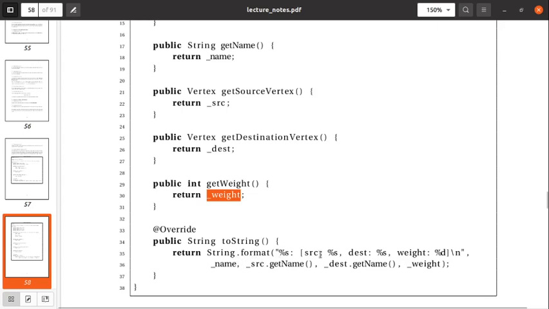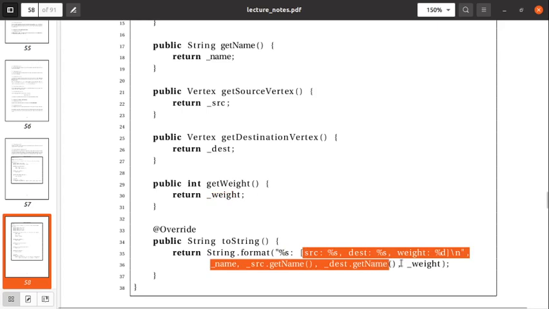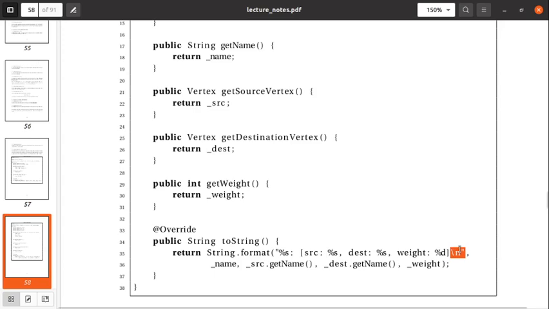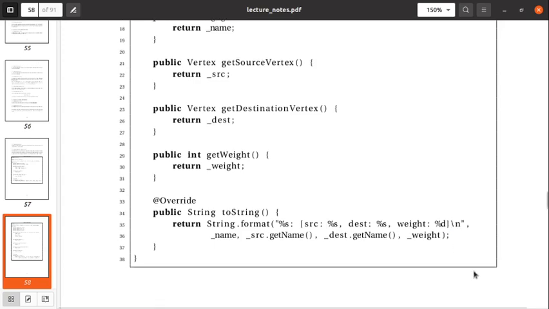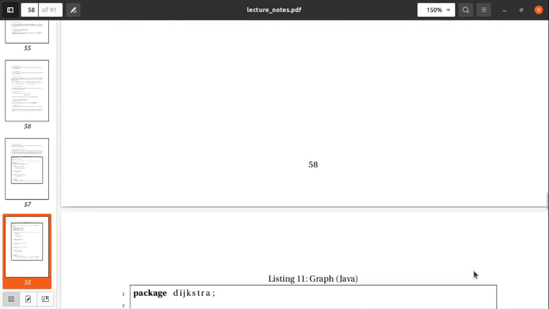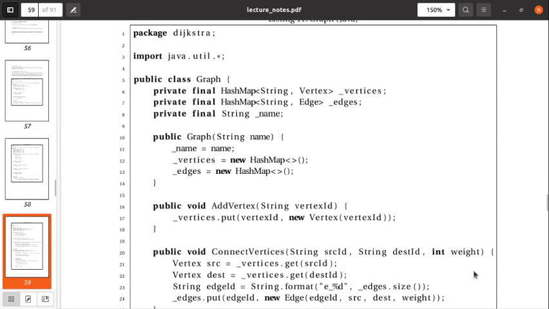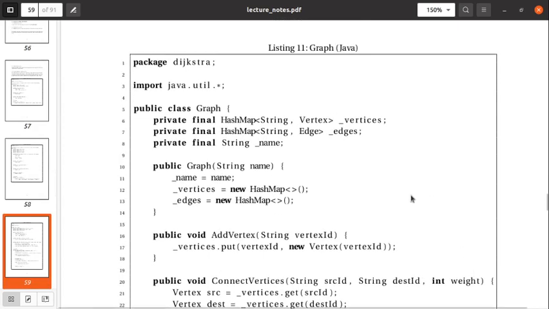So now our toString for this, it's the name, and then we provide summary data for it. The source vertex as a string, the destination vertex as a string, and then the weight as a number, right? And then a new line character, because we're nice to ourselves in that fashion. Okay, so now the graph class.